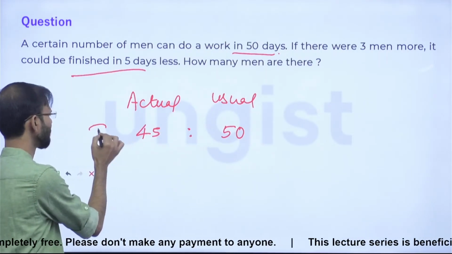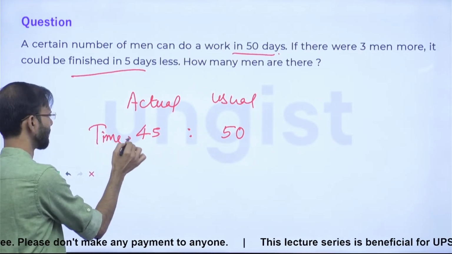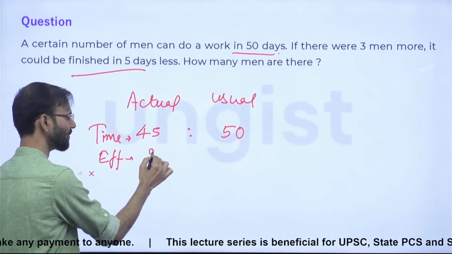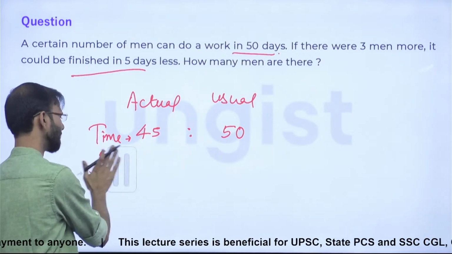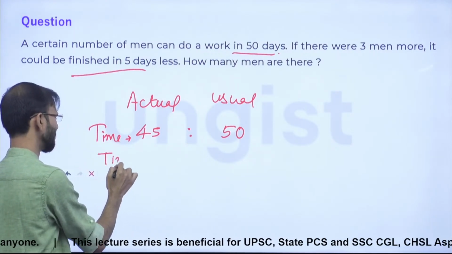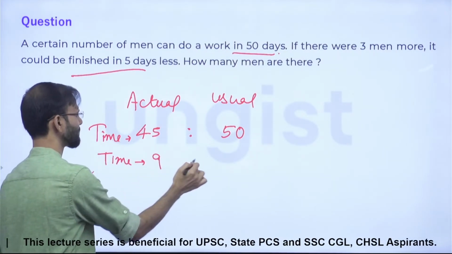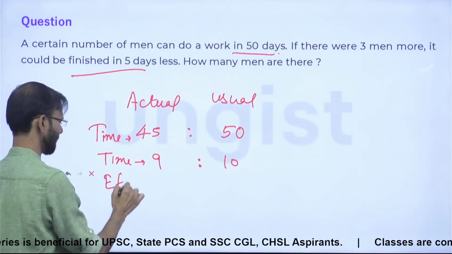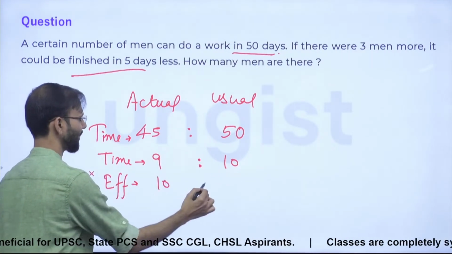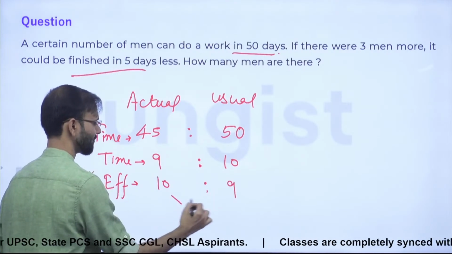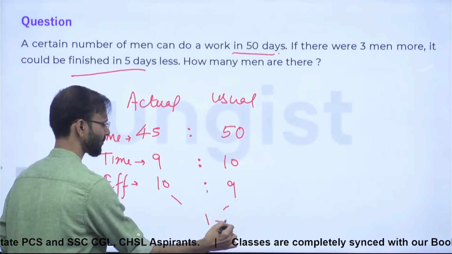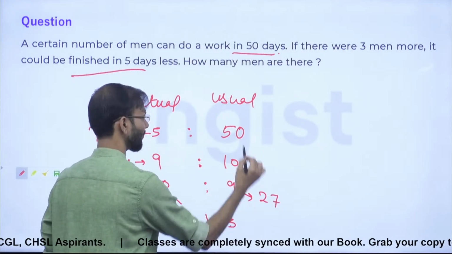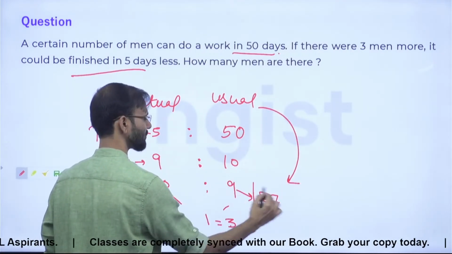Guys, this is the ratio of the time, correct? So the ratio of the efficiency will be what? First simplify the time: 9:10. Now tell me the efficiency: this is 10:9. So guys, the difference is 1, and 1 is equal to 3. Then this is 27.